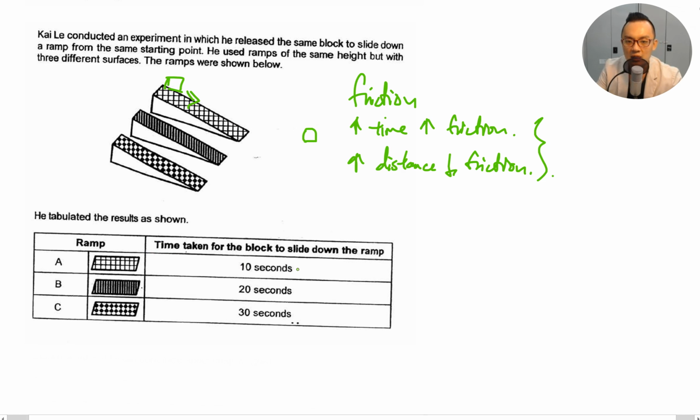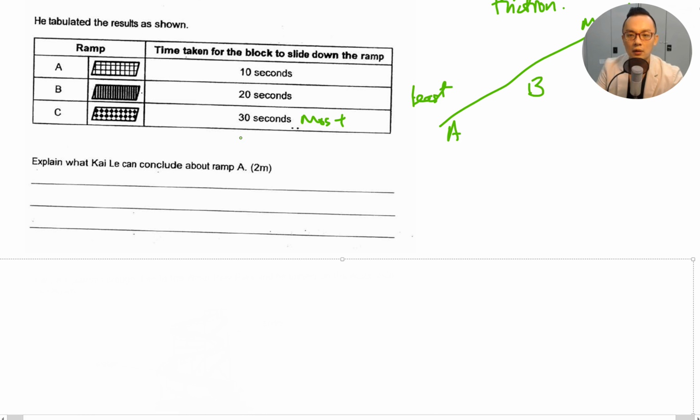So for this question, it's in terms of time. So time taken, 10, 20, 30. Draw your ramp of friction, all right? So the least friction to the most friction. So 10 seconds, 20 seconds, 30 seconds, time to slide down 30 seconds. So this is actually the most friction. All right, so this is C. B is the middle, and A is the least friction because it slides down the fastest.